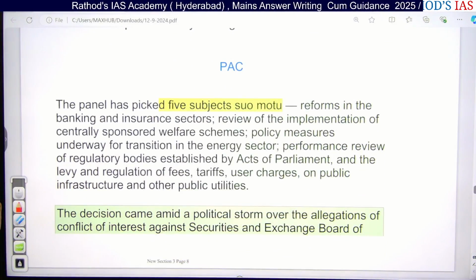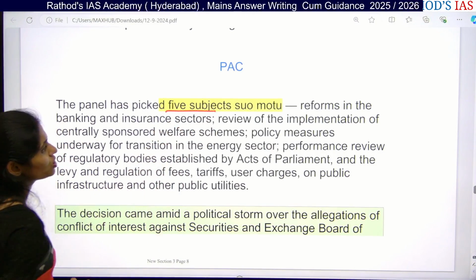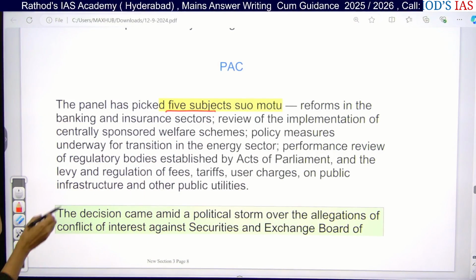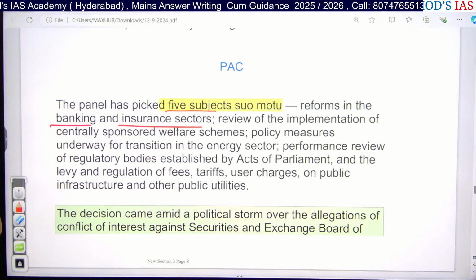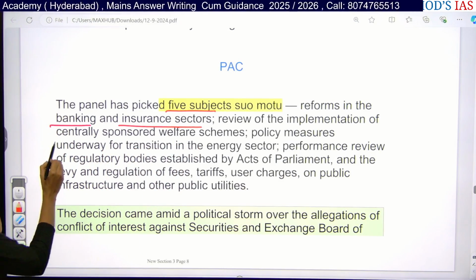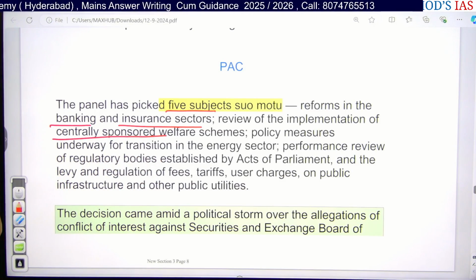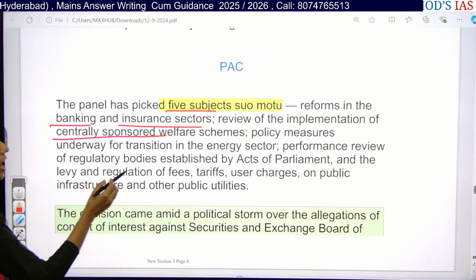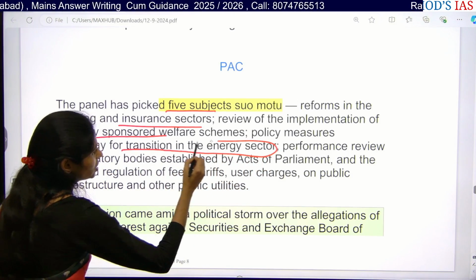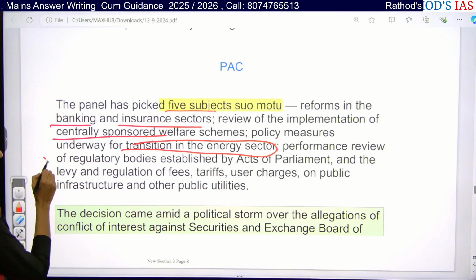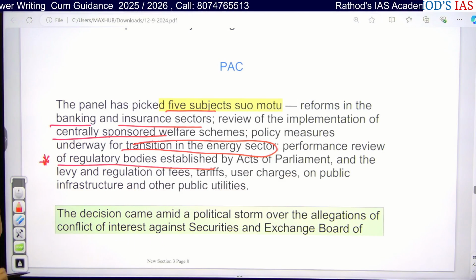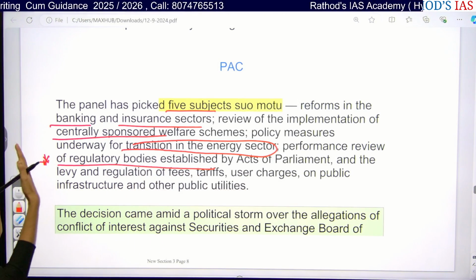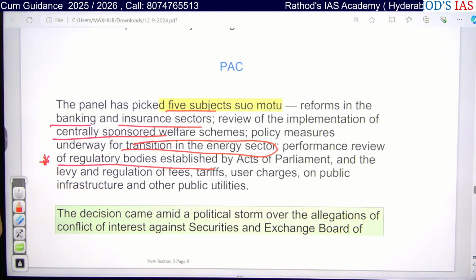So this PAC panel picked 5 subjects suo motu. The first one is reforms in banking and reforms in the insurance sector, and the next one is review of implementation of centrally sponsored schemes, and the third one is how they are going for transition in the energy sector, and a very important one is review of regulatory bodies which are established by acts of parliament, and the next one is how they are regulating fees, tariff, charges, etc.